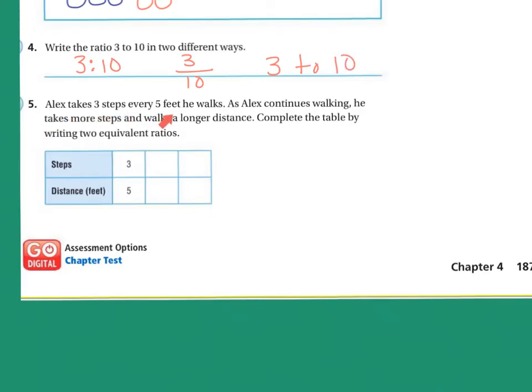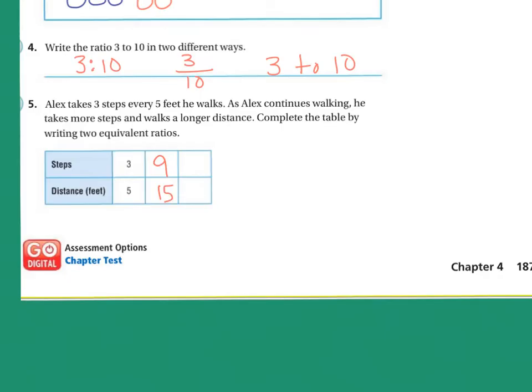Alex takes 3 steps every 5 feet he walks. As Alex continues walking, he takes more steps and walks a longer distance. Complete the table by writing 2 equivalent ratios. So if he took 9 steps, 3 times 3 is 9, and 3 times 5 is 15. So I could have 9 to 15.